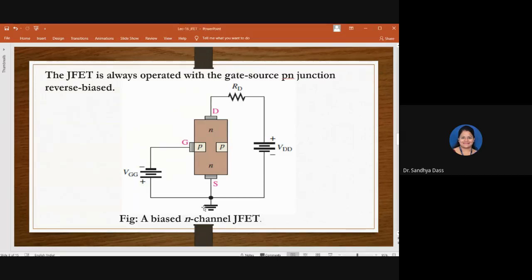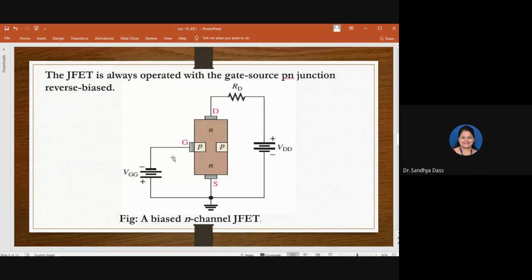So this is the typical biasing configuration of JFET. The drain and source will be connected to the biasing voltage VDD, where we are applying voltage across drain and source. So it is also termed VDS. Okay, via a resistance called drain resistance, which will be connected in series. And as I mentioned, between the gate and the source, you will be connecting a biasing voltage VGG, all right?